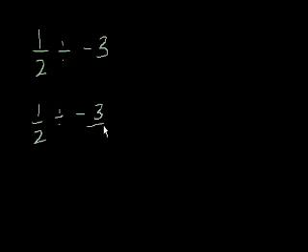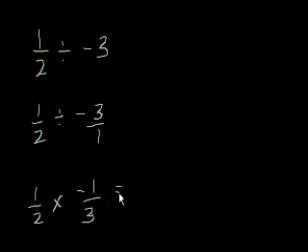Let's say 1/2 divided by minus 3. Aha! So what happens when you take a fraction and you divide it by a whole number or an integer? Well, we know any whole number can be written as a fraction. This is the same thing as 1/2 divided by minus 3 over 1. And dividing by a fraction is the same thing as multiplying by its inverse. So the inverse of negative 3 over 1 is negative 1 over 3. And this equals negative 1/6.